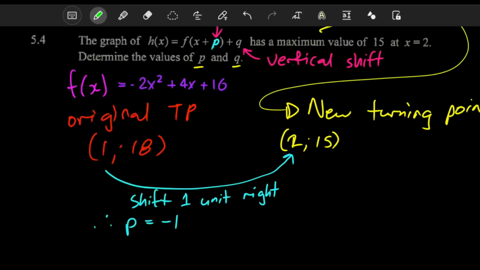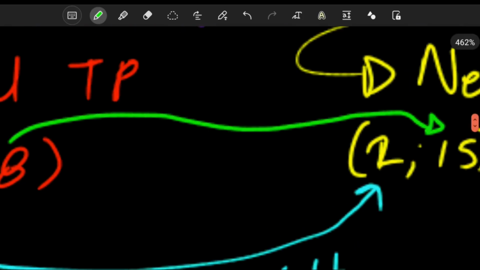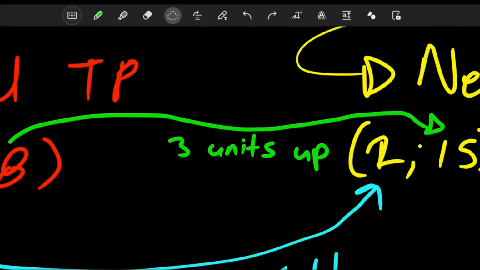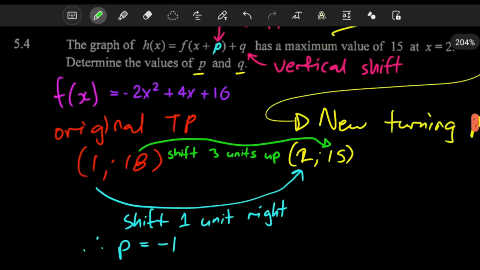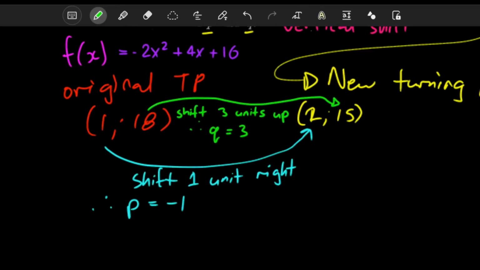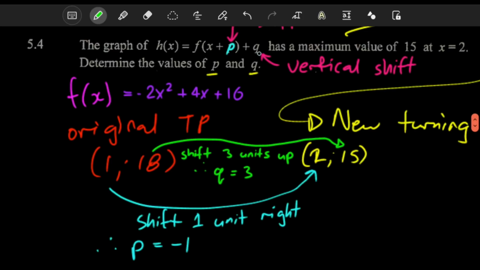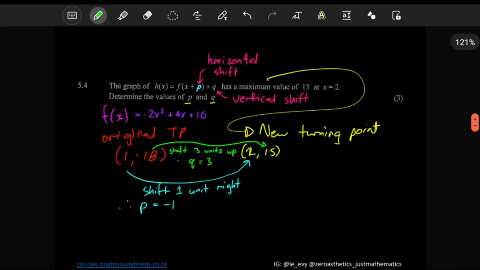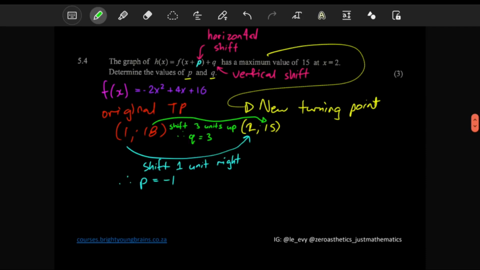So let's now test out the y values. With the y values from 18 to 15, that's a shift 3 units up. Therefore, q is a 3, because q tells you the vertical shift, and p tells you the horizontal shift. So that's what we need to be careful of. Nothing crazy here, nothing major. It's a 3 mark question, so let us move on.